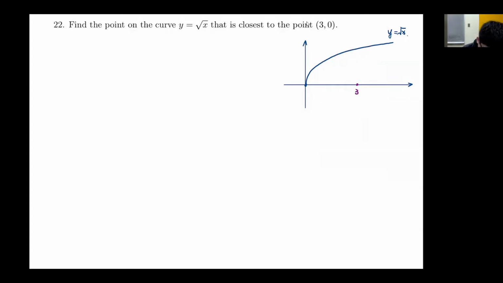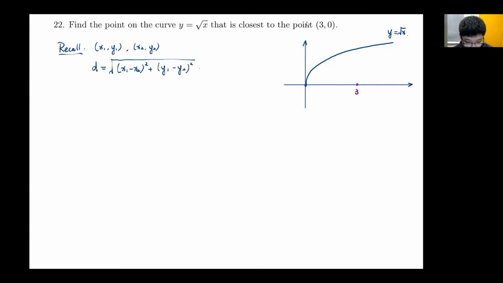Let's first recall the distance formula. If I have two points, x1, y1 and x2, y2, then the distance between these two points is simply the square root of x1 minus x2 squared plus y1 minus y2 squared. So this is the distance formula between these two points.